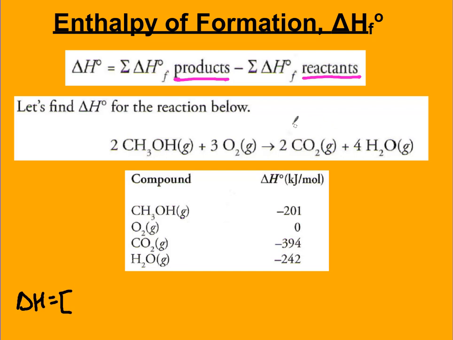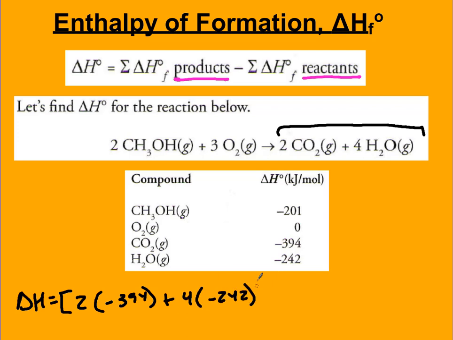So remember that we wanted to do products and then reactants. You do need to multiply by coefficients, so 2 times my CO2, which was negative 394, plus 4 times negative 242. That's all my products minus my reactants, so 2 times negative 201. And I could say plus 3 at 0, or I could just leave that off since it is a 0.